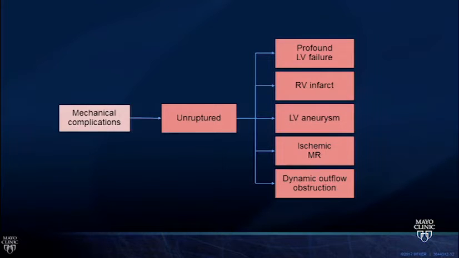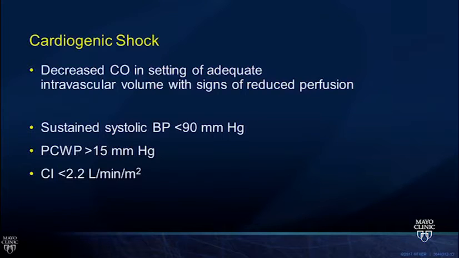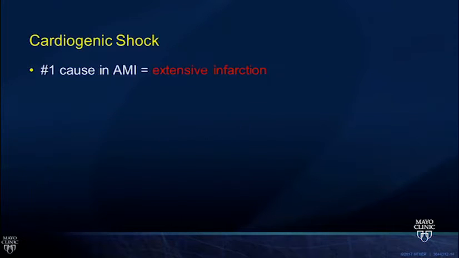First, we'll take a look at profound left ventricular failure. And in order to do that, it's great to have a definition that we can agree upon for cardiogenic shock. So cardiogenic shock refers to a decreased cardiac output in the setting of adequate intravascular volume with signs of reduced end organ perfusion. Hemodynamics, this is a systolic blood pressure 80 to 90 millimeters of mercury that's sustained low for 30 minutes, accompanied by an elevated wedge pressure and a reduced cardiac index.